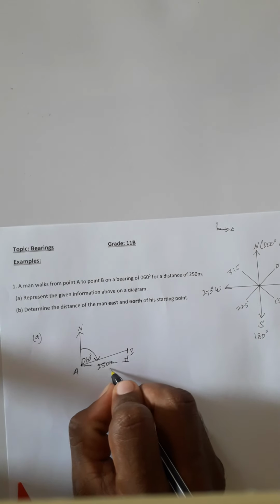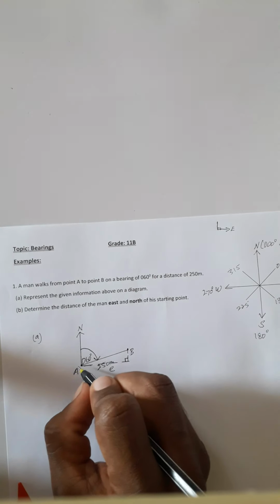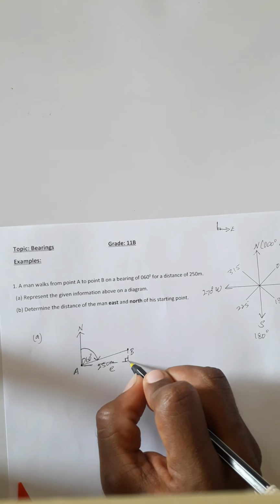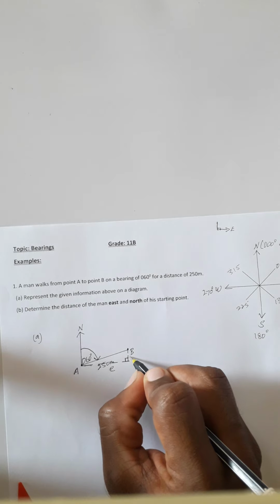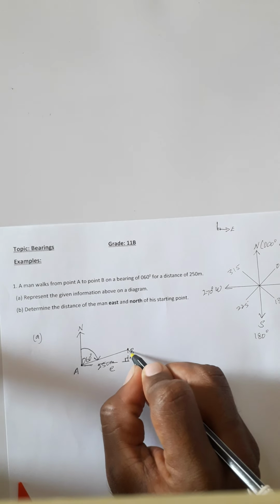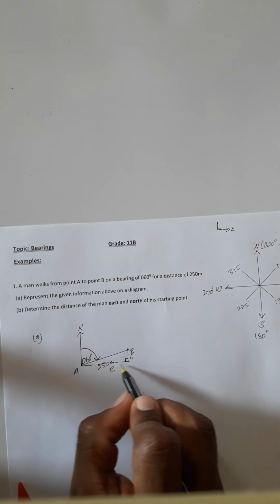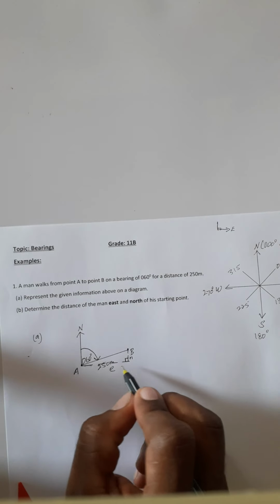If we go east, here will be east, and here is where the man starts, so it's in line with this. So going up here will be north. So we want to find this distance here, and we also want to find this horizontal distance, which is east.